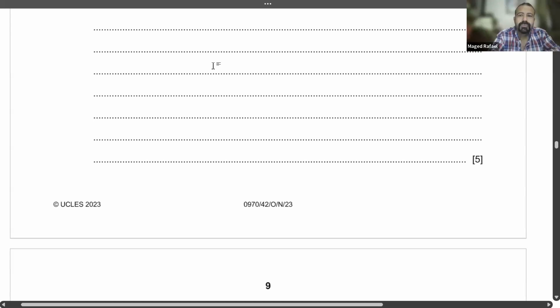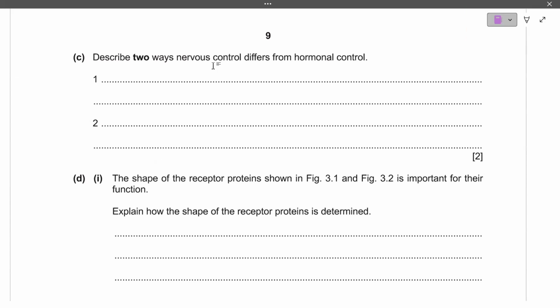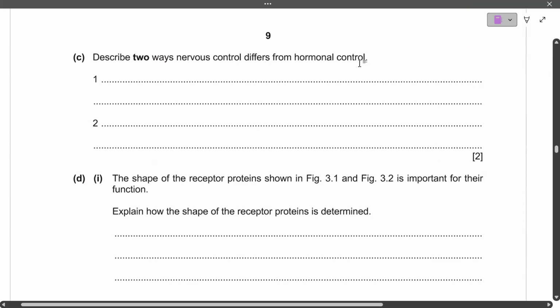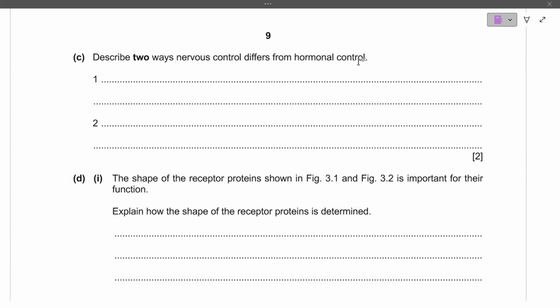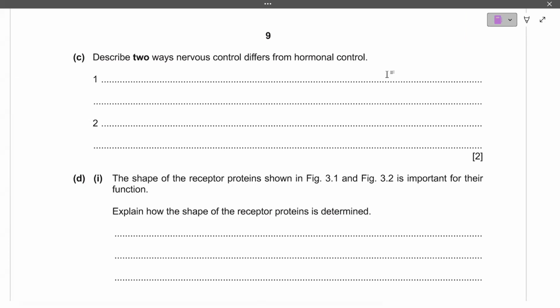Let's go to next question. Describe two ways nervous control differs from. Yes يا ملا. لا أنا قصدي كنت عايزة أجاوب. طيب يلا بينا. الهرمونال is long term effect و it's transported. Yes, exactly. is transported أو nervous is transported by nerve impulses.